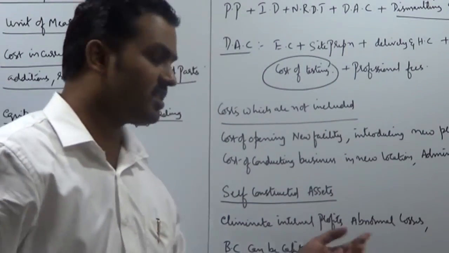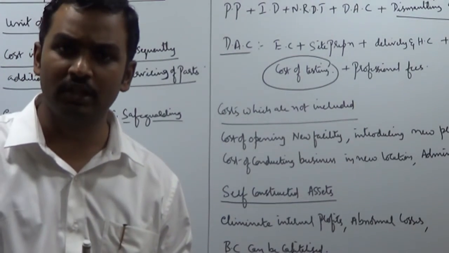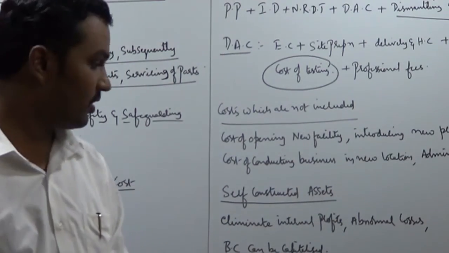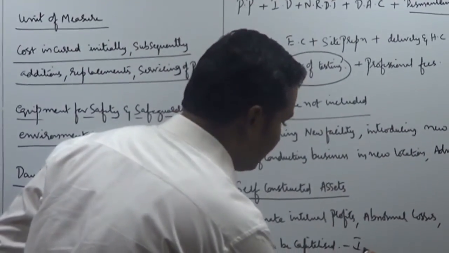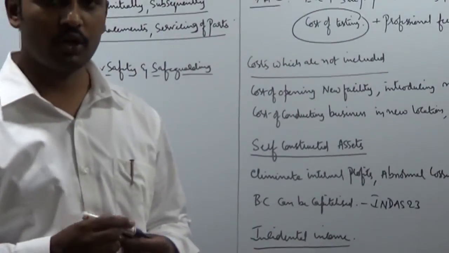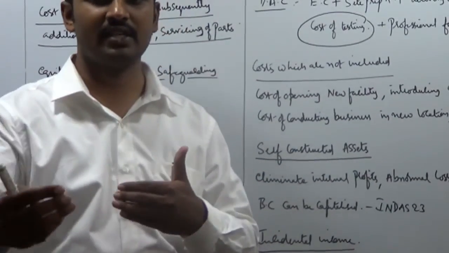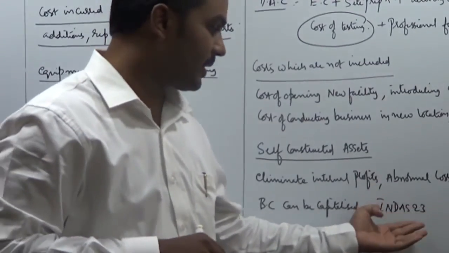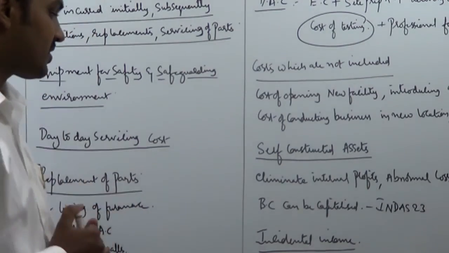Next, abnormal losses. If any abnormal amounts of material, labor costs or overheads have been wasted during the construction process, such items cannot be considered as part of cost. Okay. Then borrowing cost can be capitalized. Ind AS 23 deals with capitalization of borrowing costs. If you have incurred any borrowing costs during the construction of the asset, such borrowing costs can be added to the cost of the asset if it is permitted by Ind AS 23. So this is how you arrive at cost for self-constructed assets.